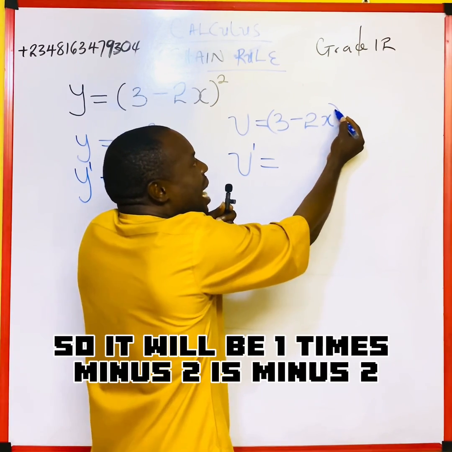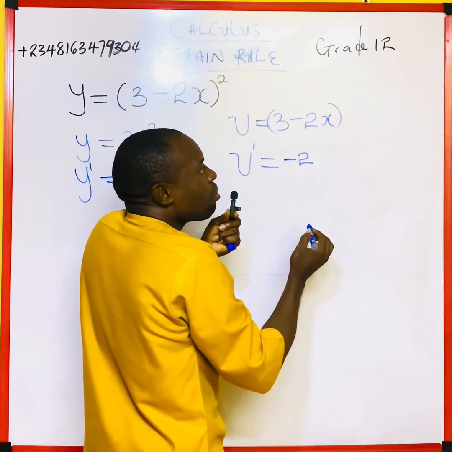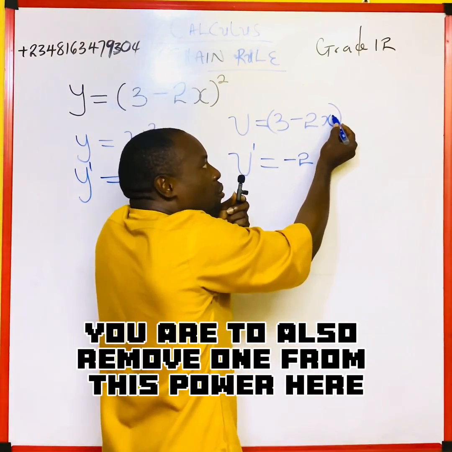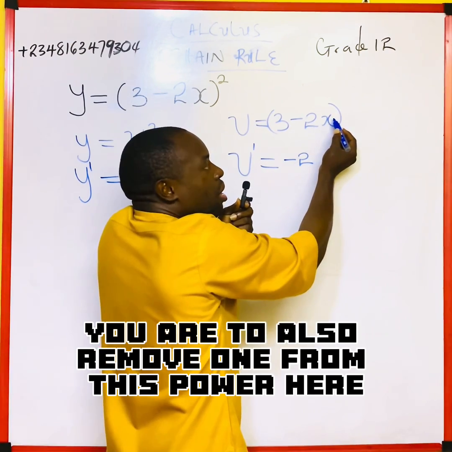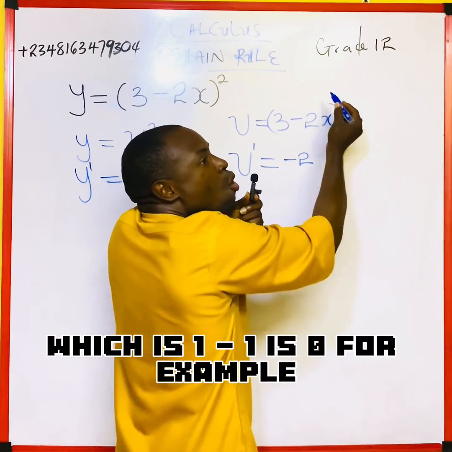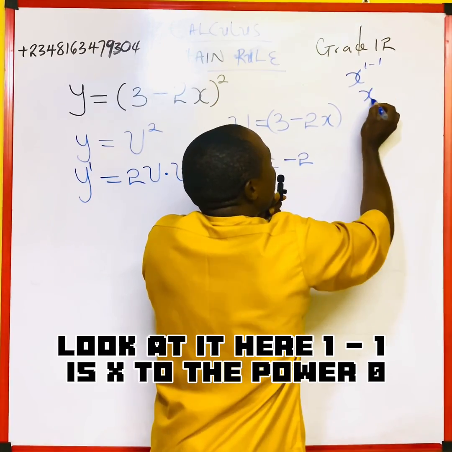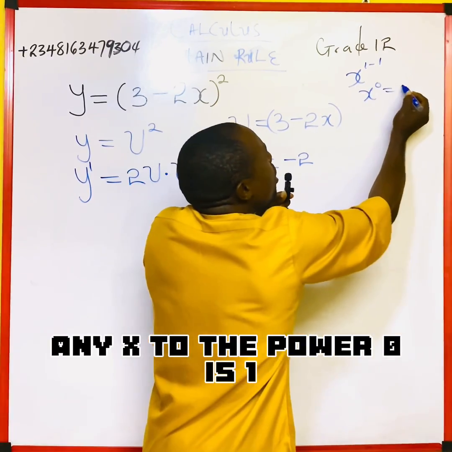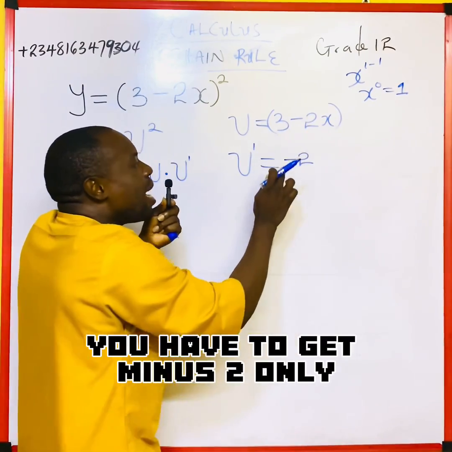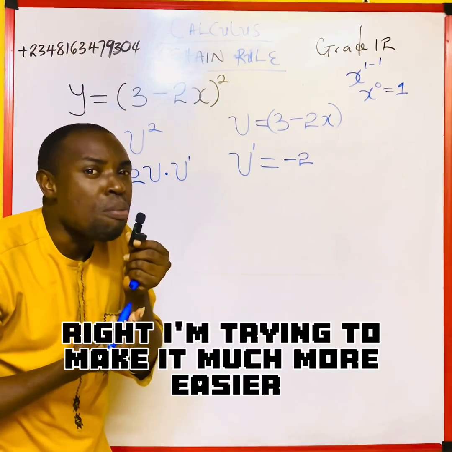So it will be 1 times minus 2, which is minus 2, right? Remember, you are to also remove 1 from this power here, because this power will multiply the coefficient. Then you remove 1 from the power, which is 1 minus 1 is 0. For example, look at it here: 1 minus 1 is x raised to power 0. Anything raised to power 0 is 1. That is why if you differentiate 3 minus 2x, you get minus 2 only, right? I'm trying to make it much easier.